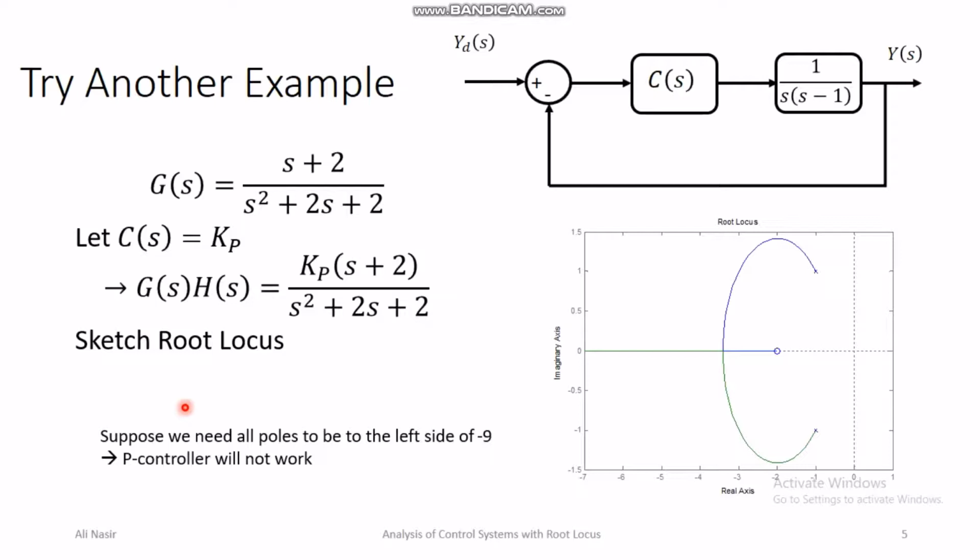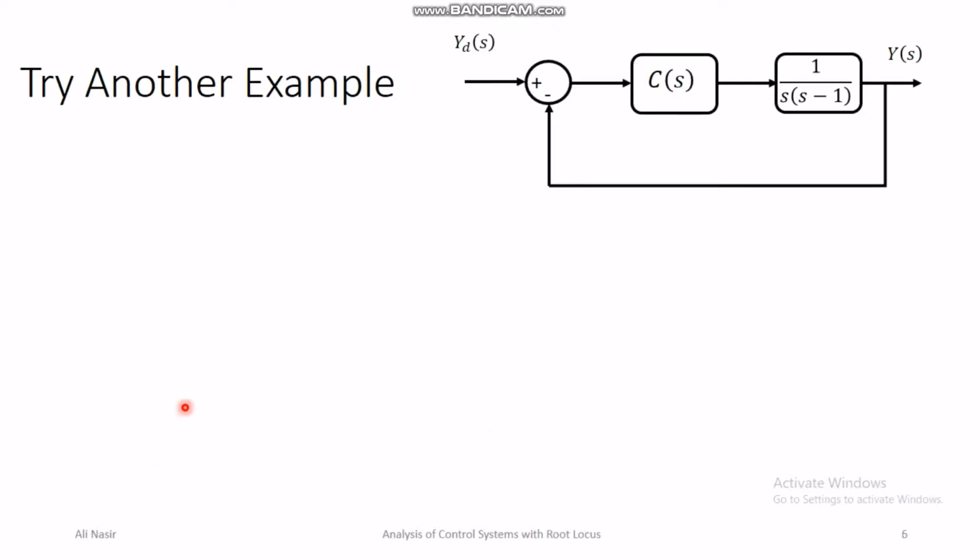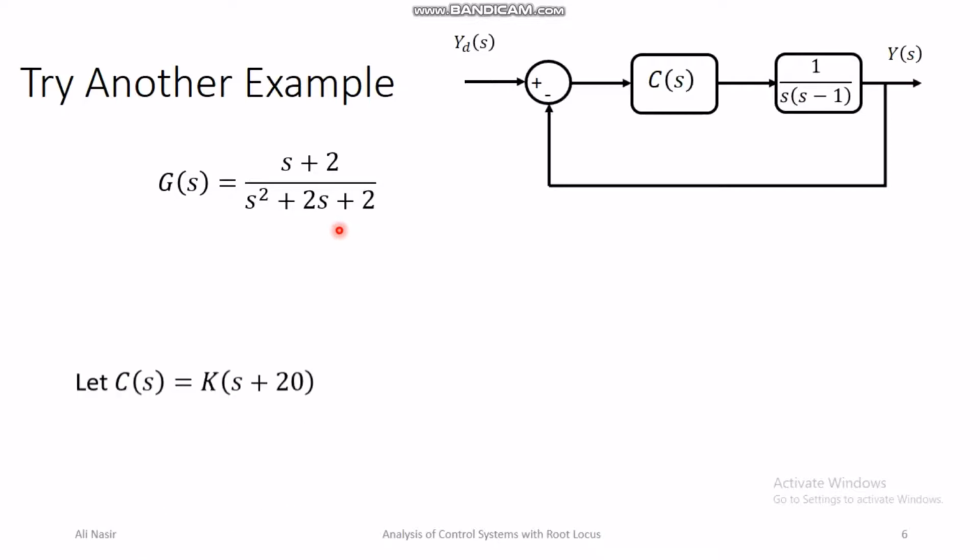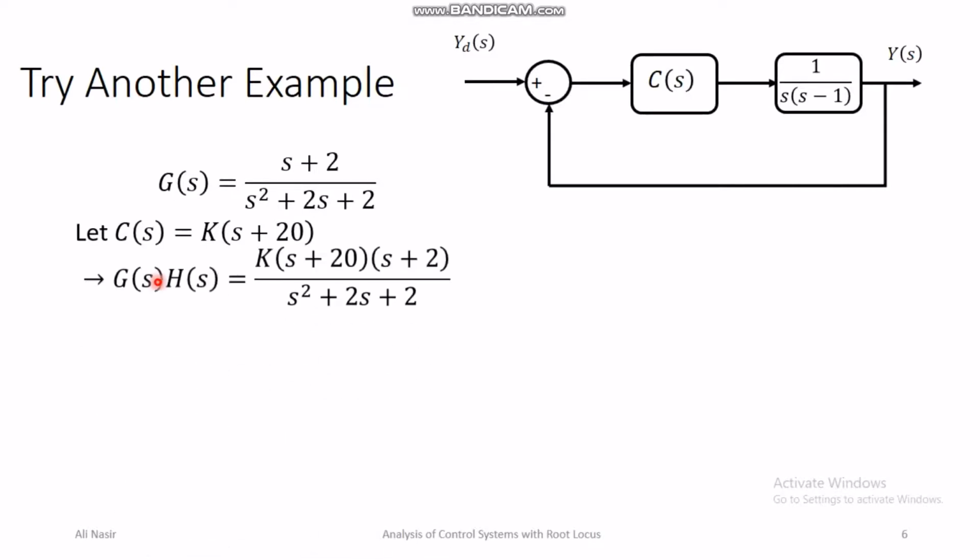So let's see if a PD controller can do that. So the same transfer function and the same mistake here. We try the PD controller, where we put the 0 of the PD controller really far to the left, hoping that maybe it will shift the center of gravity of the root locus towards the left, and it will shift the overall root locus to the left. And this will be the resulting open loop transfer function that we use to sketch the root locus.